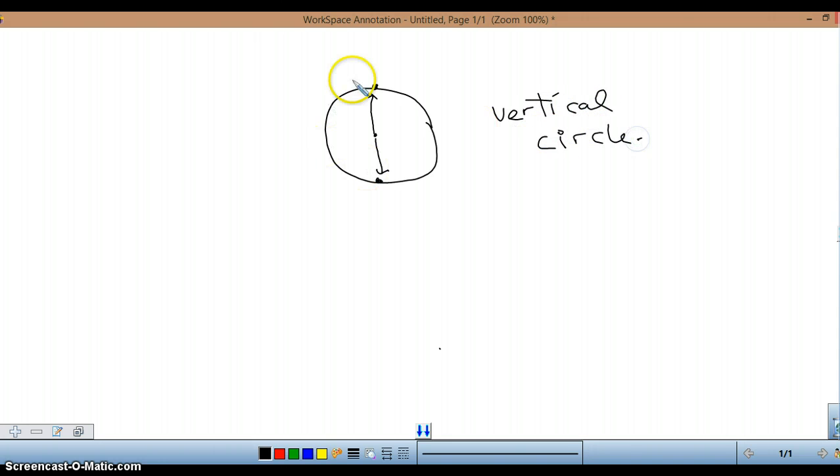Okay, and the question is, what is the F tension here on the top, and what is the F tension at the bottom? Okay, now when we're looking at this, we can calculate and figure out what our FPD is.